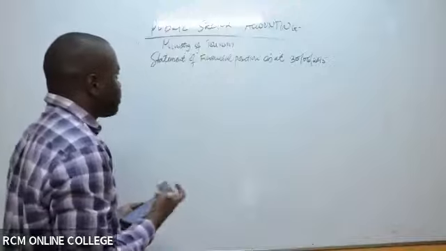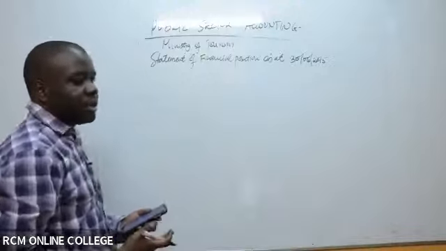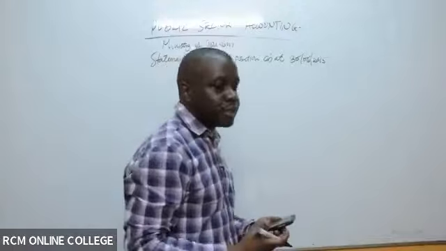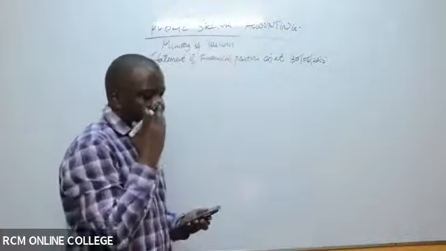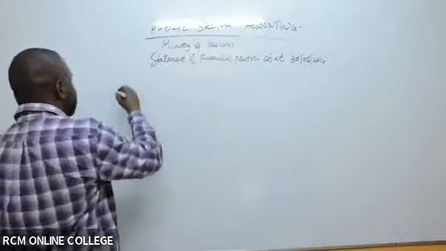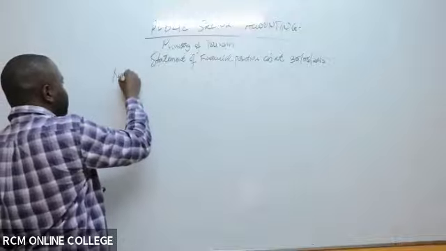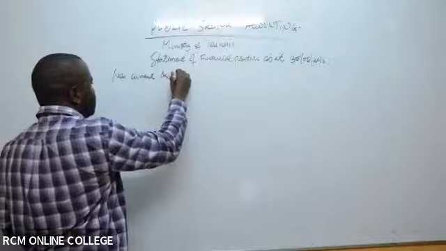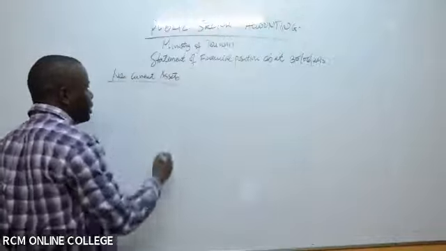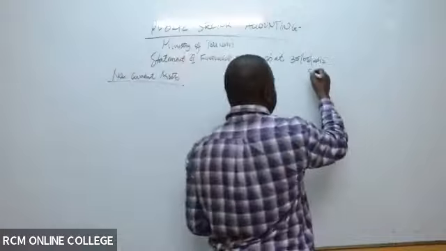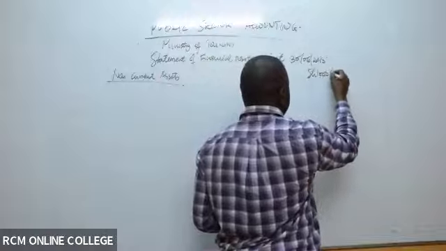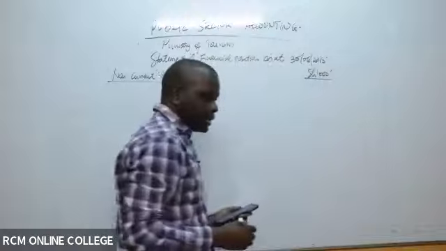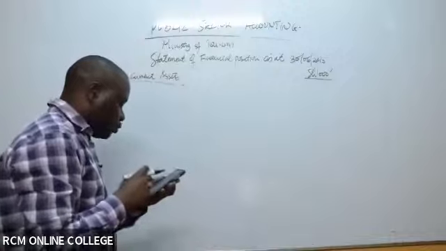And of course, as per the normal procedure of preparing a statement of financial position, you start with non-current assets. So we'll start with the non-current assets and current assets. Remember, our shillings are actually in thousands.